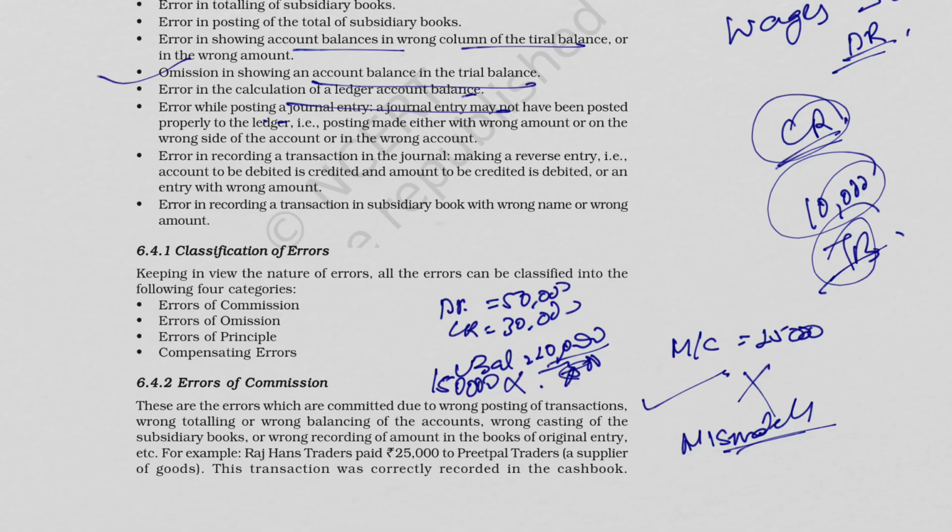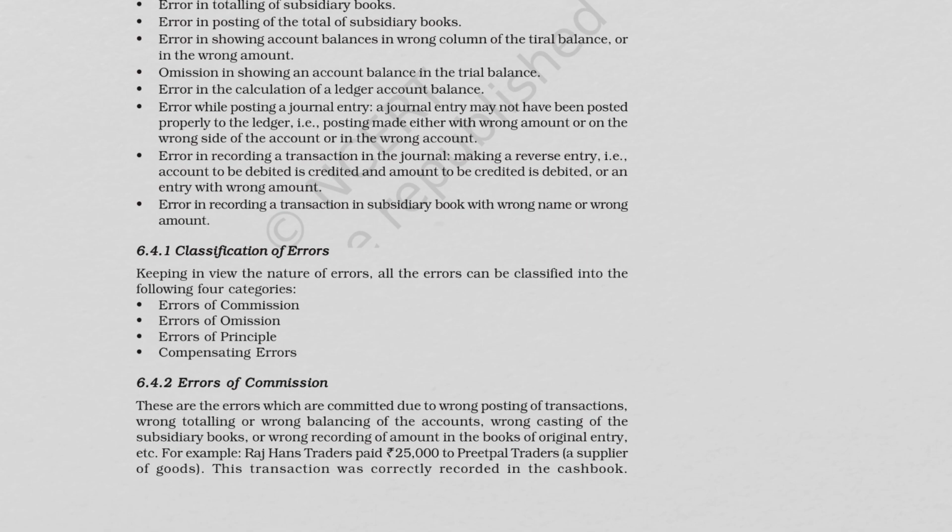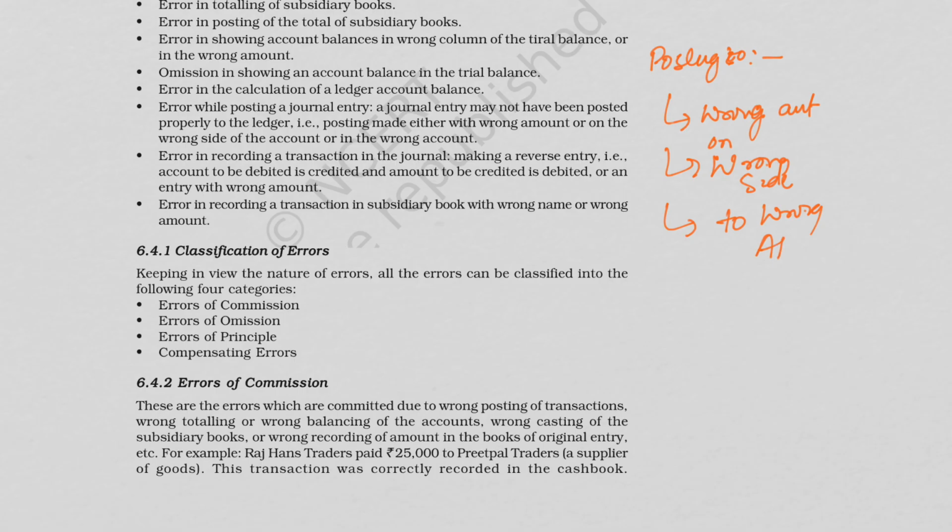Then we have error in posting of journal entry. Posting from journal to ledger must be accurate. Possible mistakes include posting the wrong amount, posting on the wrong side, and posting to the wrong account.